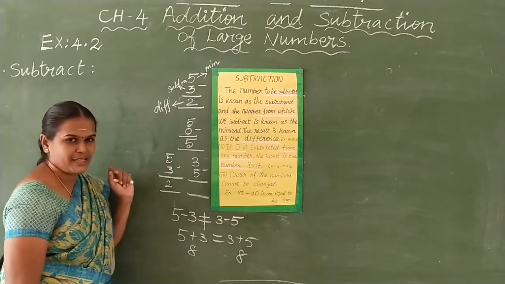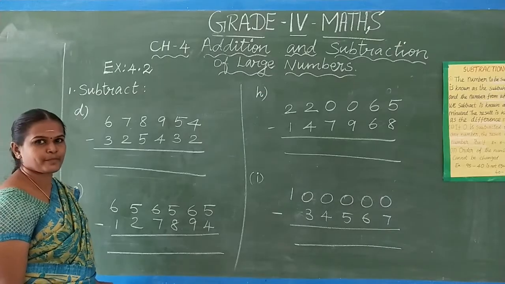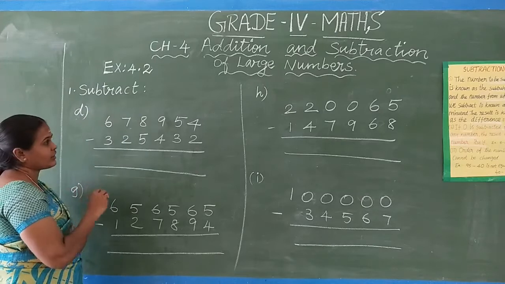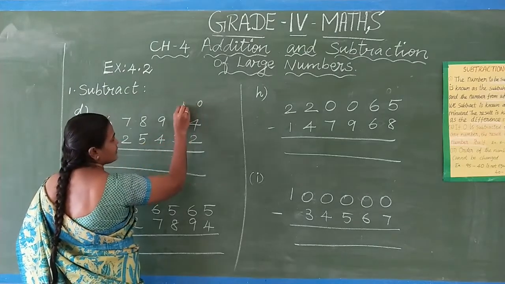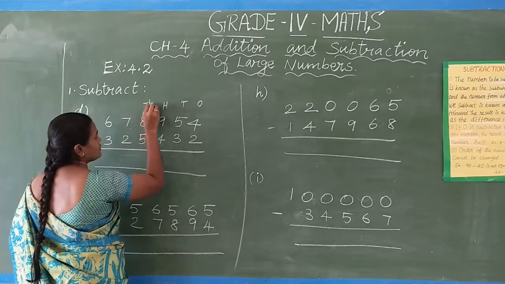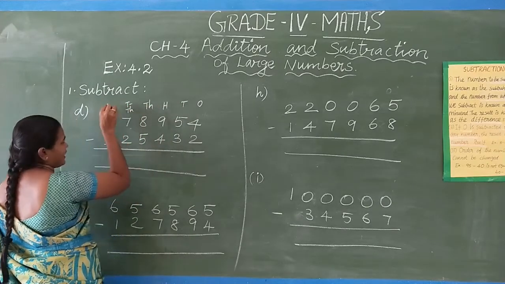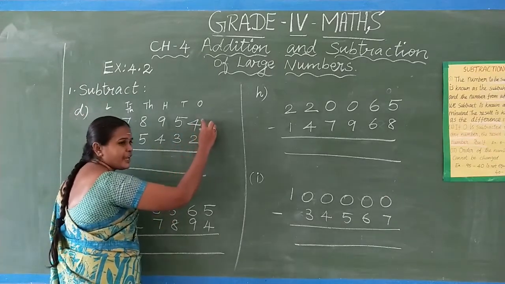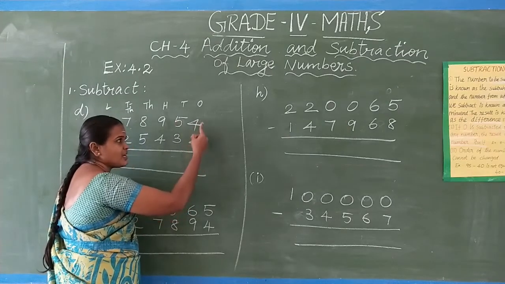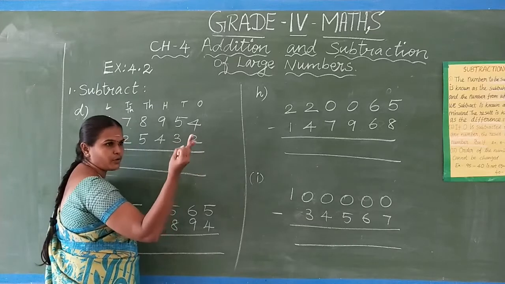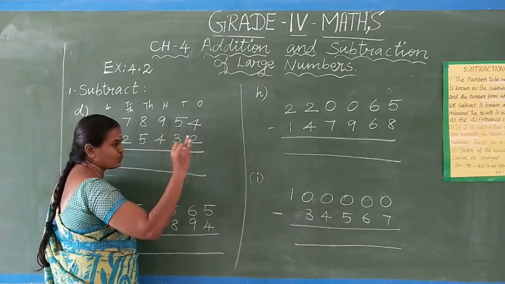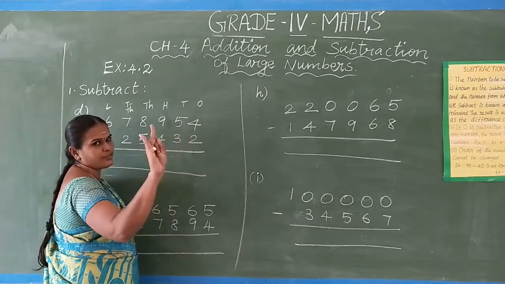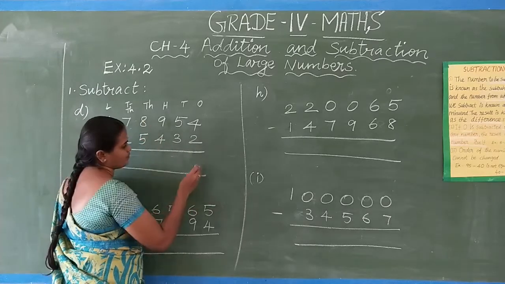Okay. Next exercise. Now exercise 4.2. First one, subtraction. Okay. First write the places. Ones, tens, hundreds, thousands, 10,000s, lakhs. So subtraction is big number minus small number. So here 4 minus 2. So 2 after, still you count 4. 2 after 3, 4. How many fingers are there? 2. So your answer is 2.